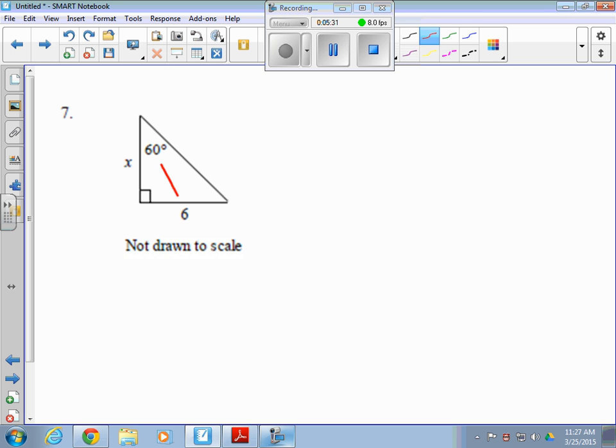You have an opposite, again, in reference of 60, and an adjacent in reference of x. We don't have a hypotenuse. That's the same formula we used for number 6. So we're going to say the tangent of 60 now equals the opposite 6 over the adjacent x. Now this becomes a two-step problem because you have to move x and then you have to move something else away from x. So this says divide by x.